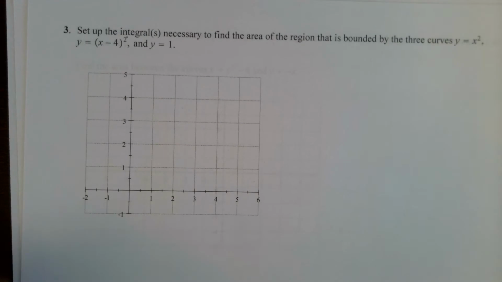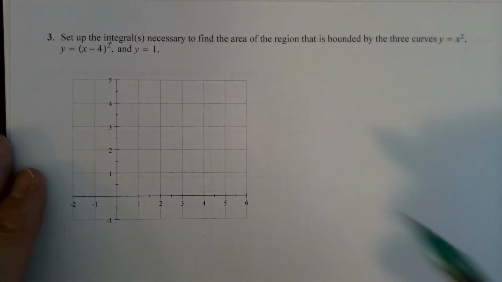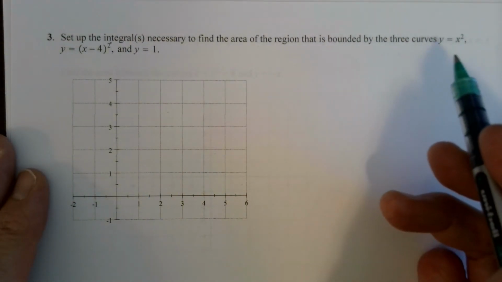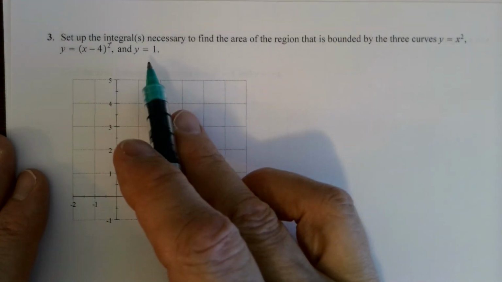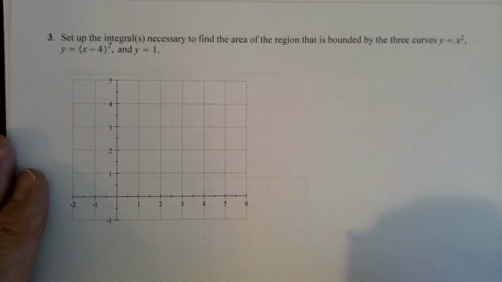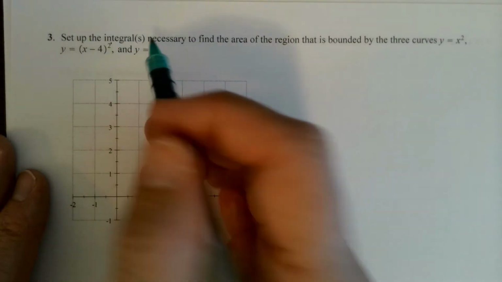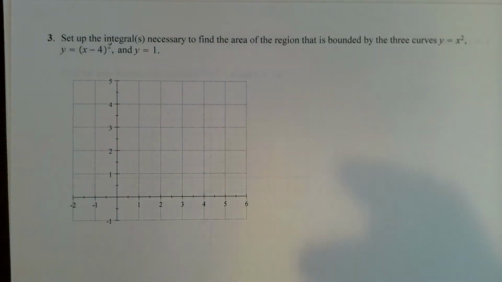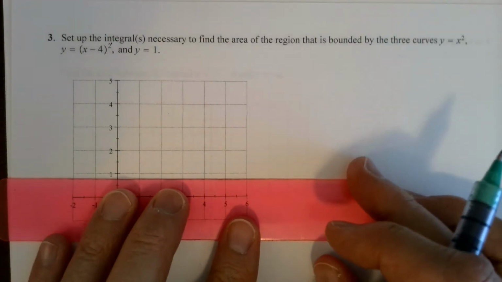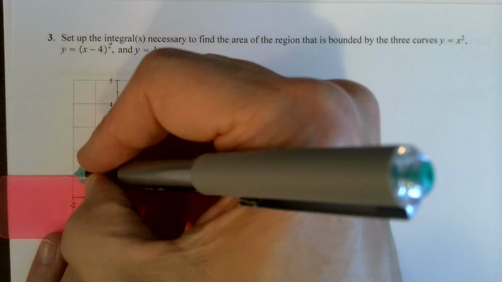Let's do one more. Sometimes they just give the curves, more than one curve, more than two curves rather. This one has 3 curves. Of course, y equal 1. Let's start there. We're just going to set up the integrals here. We're not going to evaluate them. So the first, y equal 1, that's a horizontal line, right, at y equal 1. So let's draw that line.